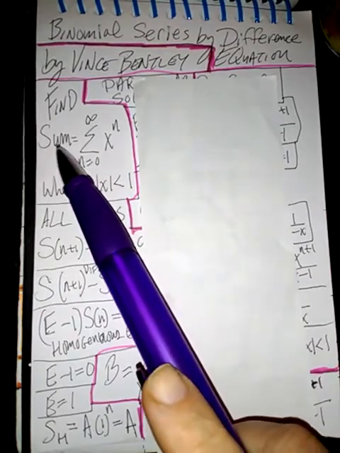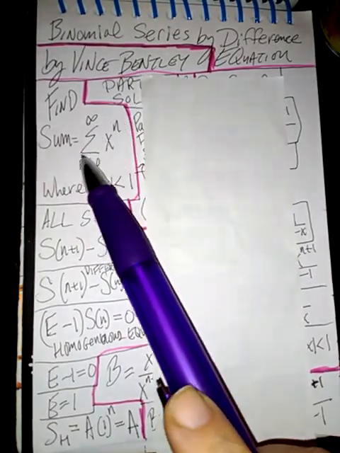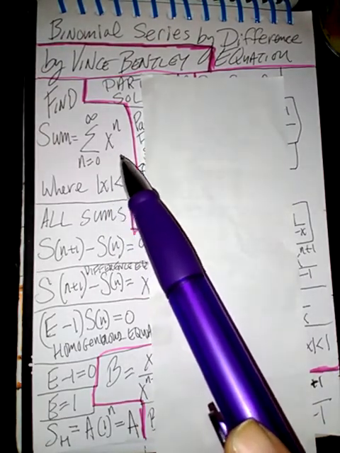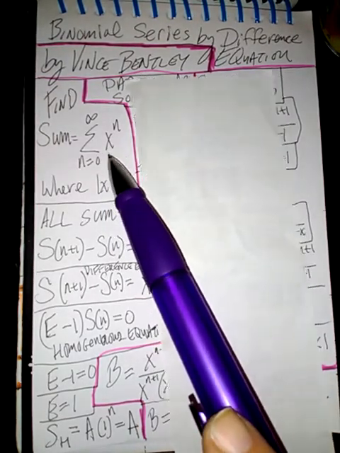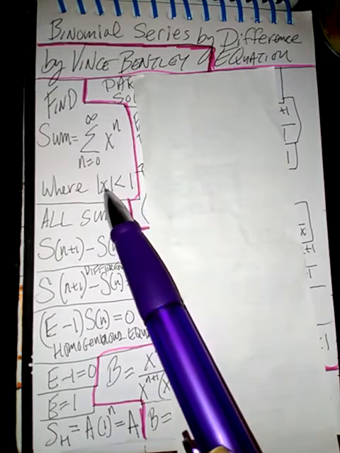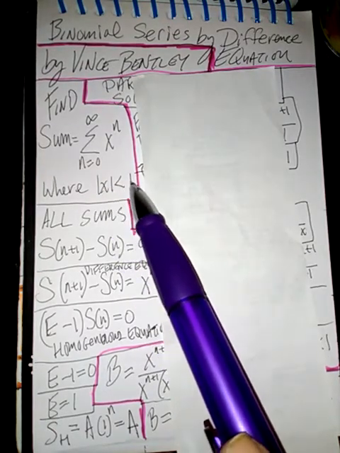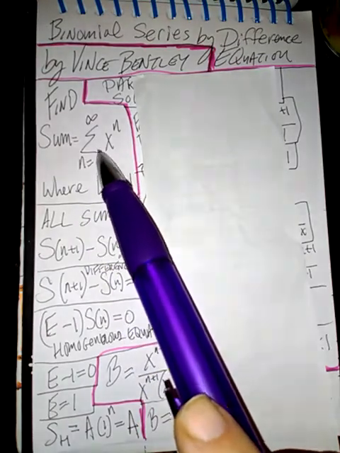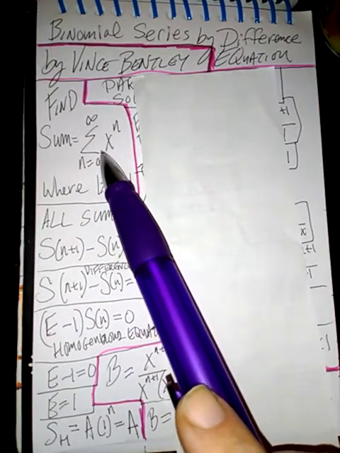We want to find what the sum of this is right here. This series is a geometric series, actually. If the absolute value of x is less than 1, then this series will converge. So let's try to find this sum.